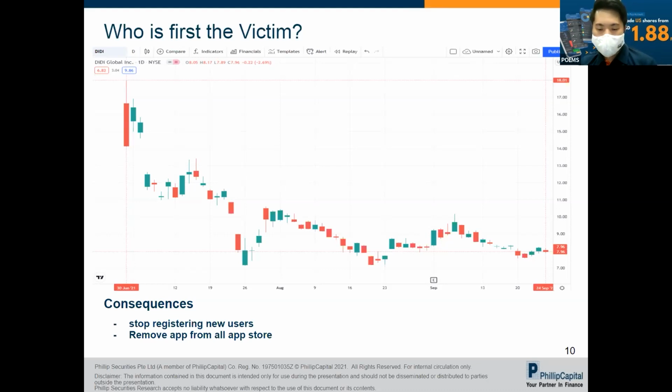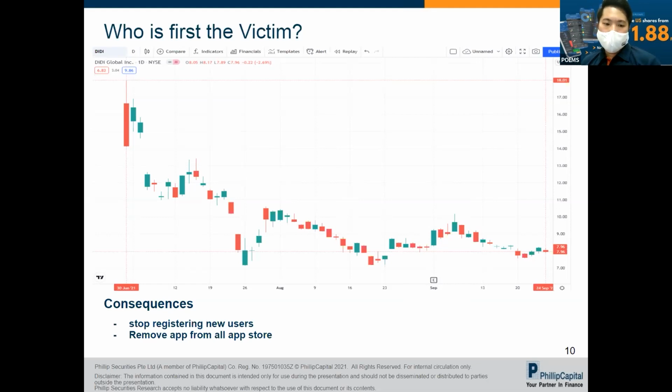And thus you can see a very strong bearish, downward trend since listing, from around $17 US dollars to around $8 US dollars as of last Friday. So that's another drop of over 50% in share price.